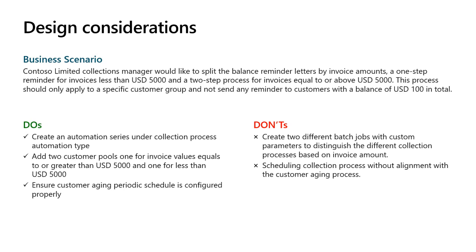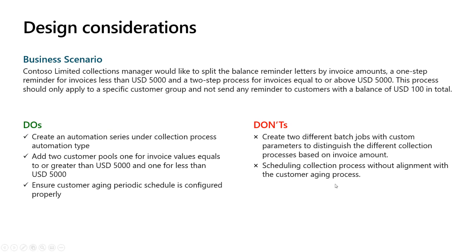And now you would obviously create an automation series, right? Within that one single automation series, you would create two customer pools, one for 5,000 customers, one for less than 5,000 customers, right? And you would make sure that the aging periodic schedule is configured properly.